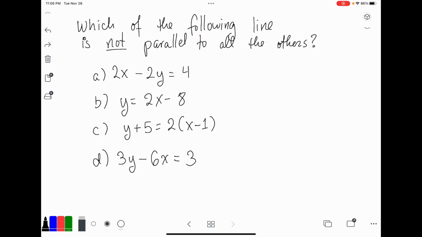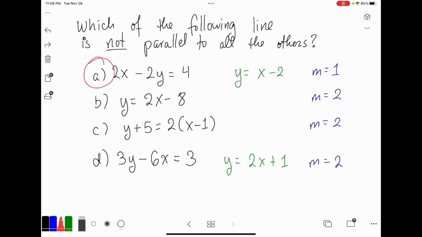So here are 4 different lines. All of these lines are parallel except for one. So pause this video, determine the slope of each line, and figure out which of these 4 lines is the one that is not parallel to the others. Once you have figured it out, you may unpause this video and the answer will be revealed.